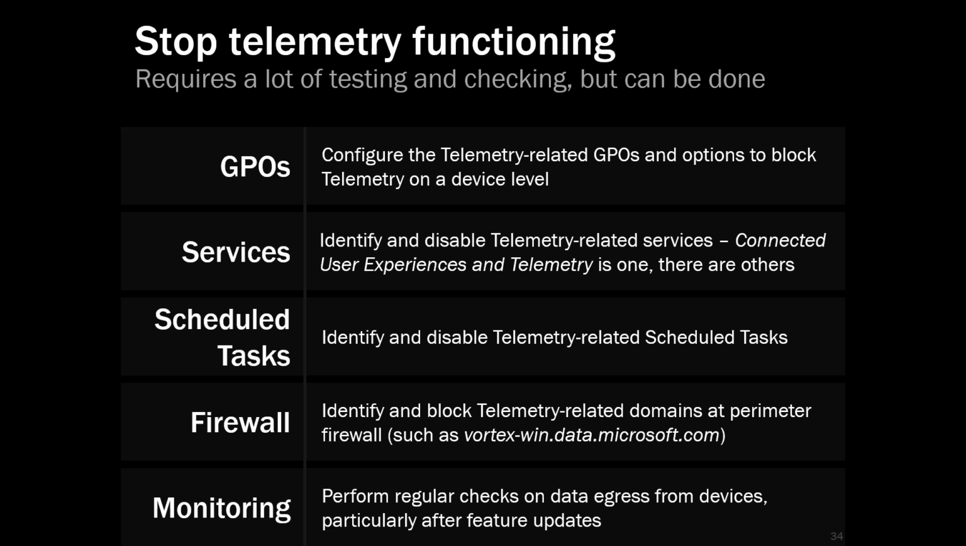There are a number of telemetry-related domains, such as this fantastic one called vortex-win.data.microsoft.com. You could block them at the firewall or with a hosts file. However, you'd have to be careful not to break things like Office 365 as well. And also, as we said before, monitoring is very important. If you've got a good monitoring tool, you can perform checks on data egress from devices to make sure that the telemetry isn't sending too much out there.